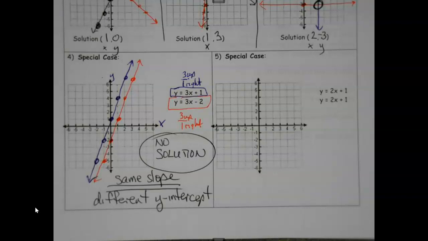So when the slopes are different, they're going to cross. When they're the same, one of two things is going to happen. Either it's going to be no solution, because they never cross, or you get into a funky situation like number 5. And this one's probably going to be obvious once we look at it for a minute.